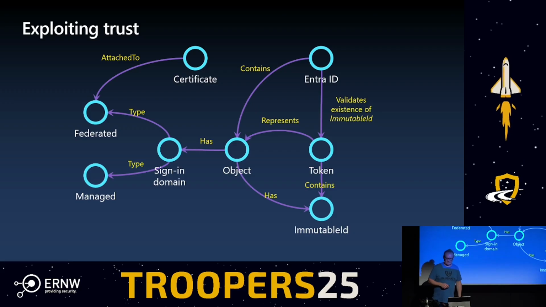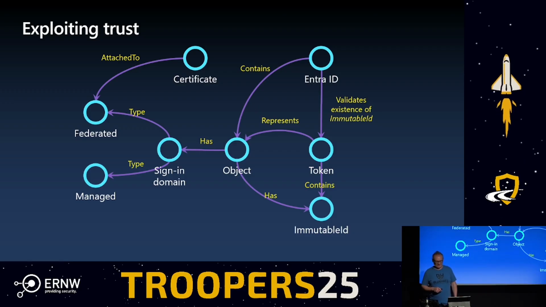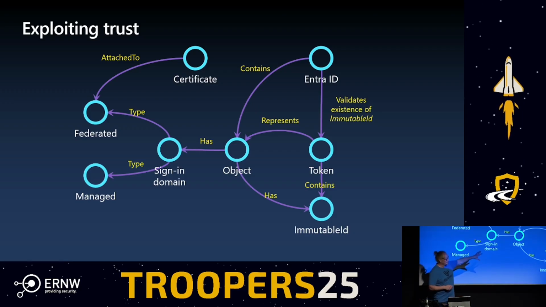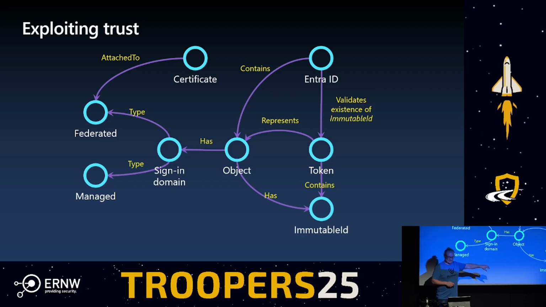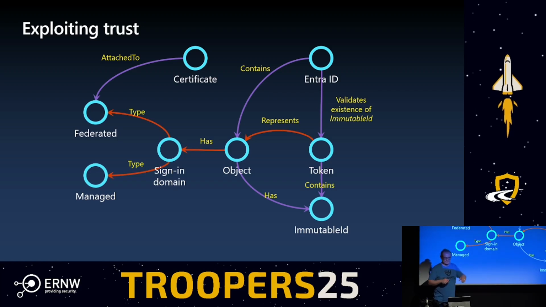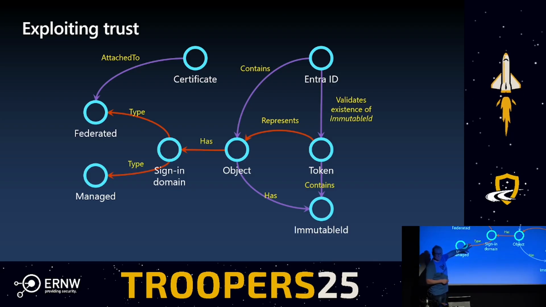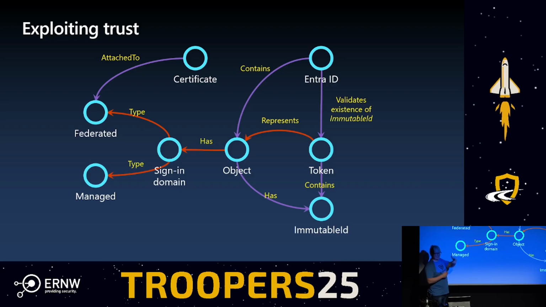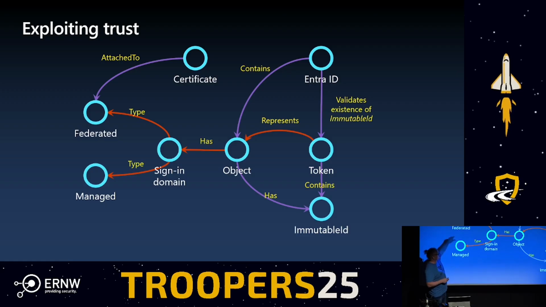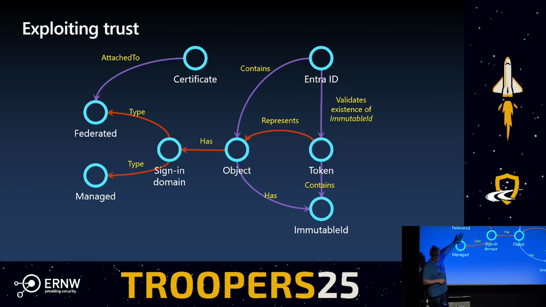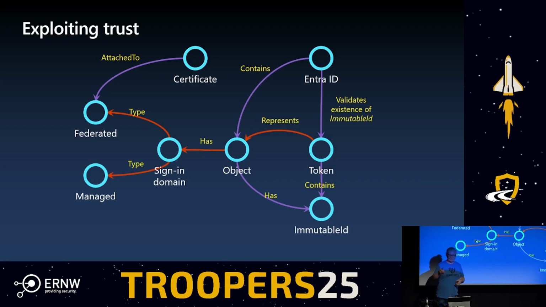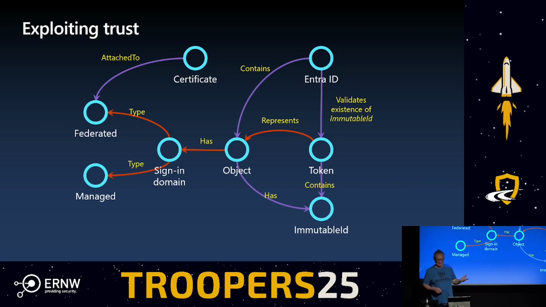But Entra is a funny thing, so it only validates that the immutable ID exists. This means that regardless of which kind of domain you are using, as long as you have a token that is signed by any of the managed domain certificates and it has an immutable ID that exists, you are that user. So you impersonate that user.